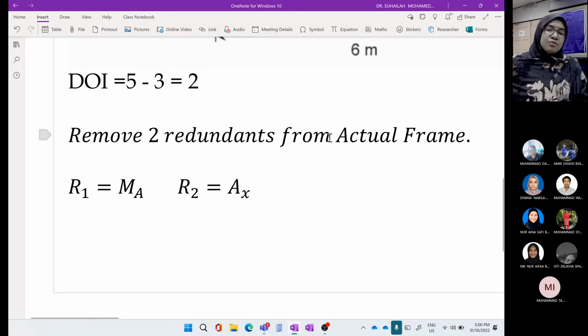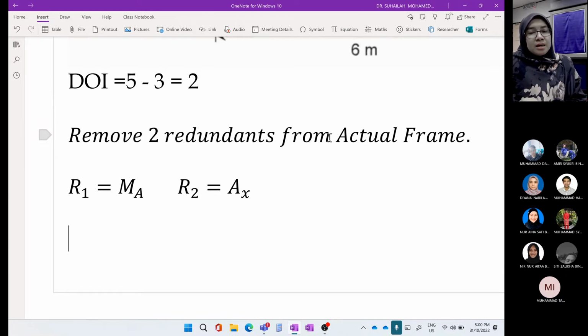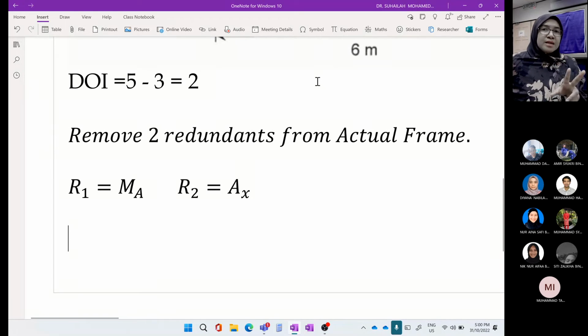So from this, we should straight away write the standard compatibility equation. Two redundants means we will have a 2 by 2 flexibility matrix. We start with the primary system, because we want the equation equal to 0. That is why we start with primary.